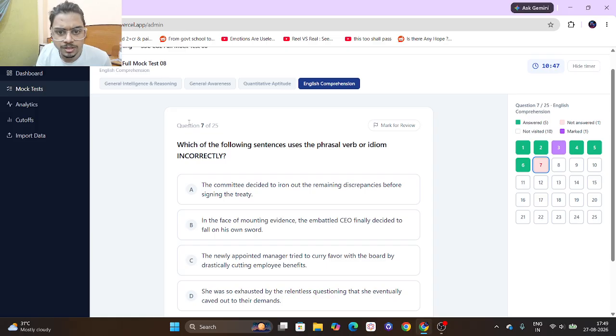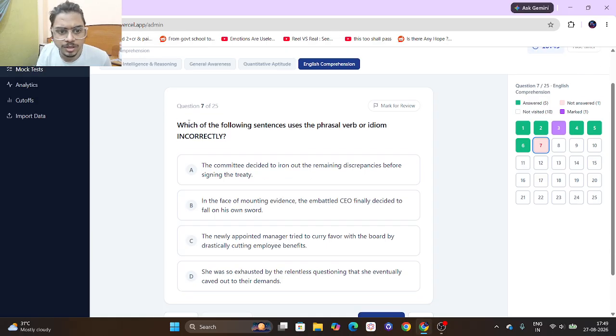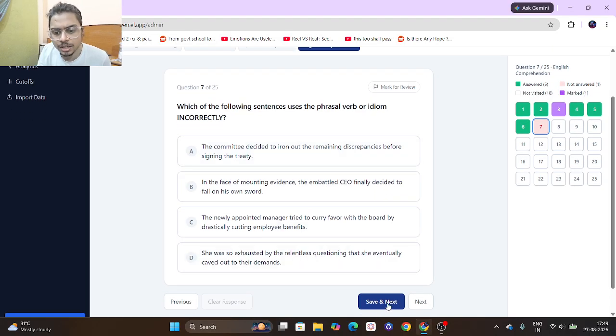Which of the following sentences uses the phrasal verb or idiom correctly? The committee decided to iron out the remaining discrepancies before signing the treaty. In the face of the mounting evidence, the embattled CEO finally decided to fall on his own sword. The newly appointed manager tried to curry favor with the board by drastically cutting employee benefits. She was so exhausted by the relentless questioning that she eventually caved out, no, caved in.